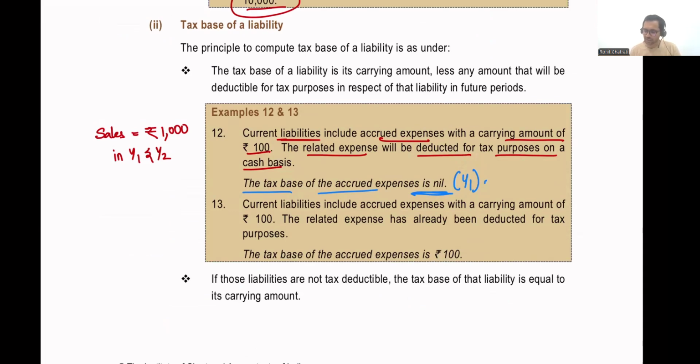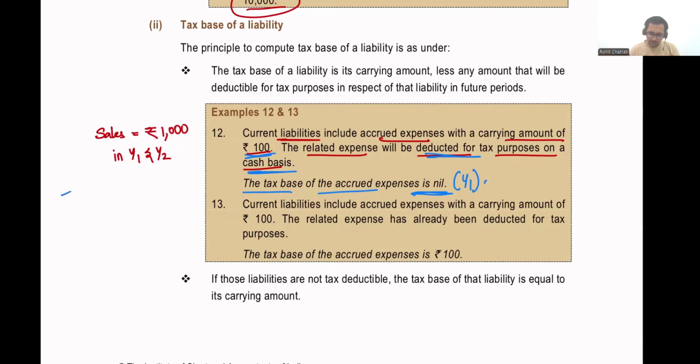Current liability includes accrued expenses with a carrying amount of rupees 100. The related expense will be deducted on a cash basis, which means 100 will be allowed as a deduction in future. In the current year, I have a liability of rupees 100, which means I did not pay it in cash. So will it be allowed as a deduction in year one? The answer is no. But in year two, when I pay and settle this 100, the expense will be allowed as a deduction because I have made the payment, and therefore it will be allowed as a deduction on cash basis.